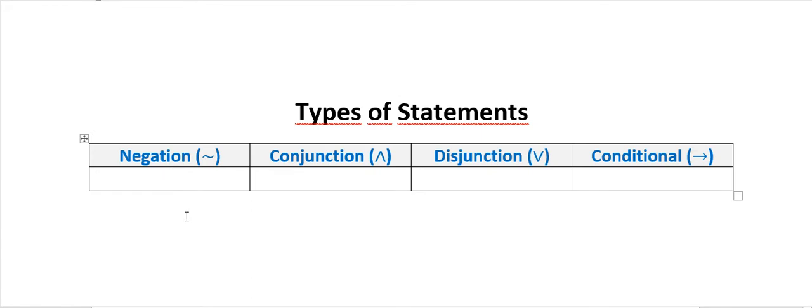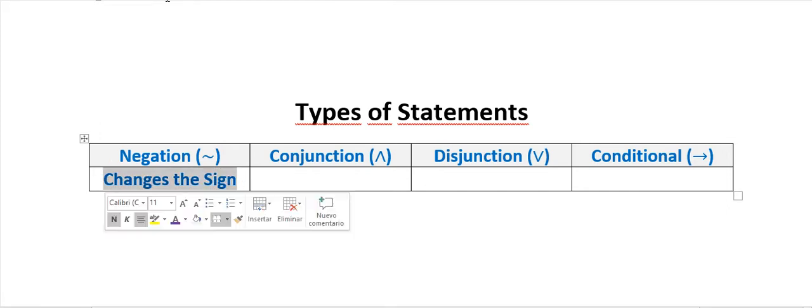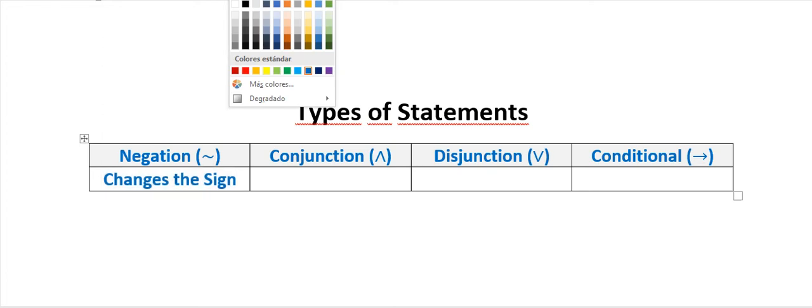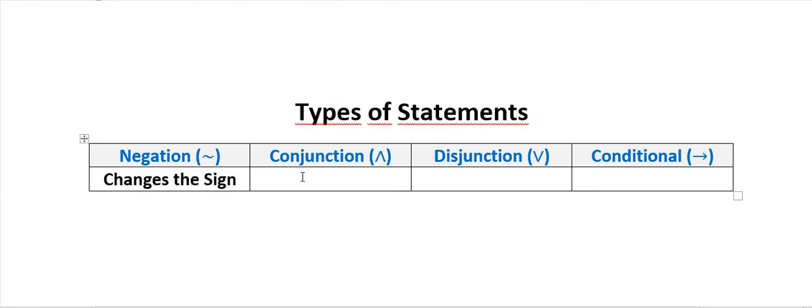How does the negation work? The negation works like this. It changes the sign. Okay, basically that's the rule for the negation. Negation changes the sign. Now what about the other ones?